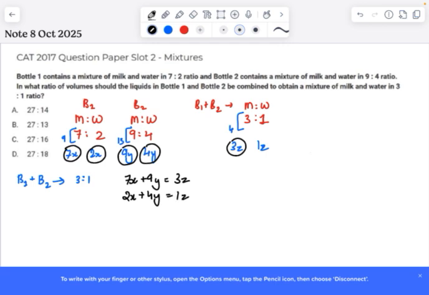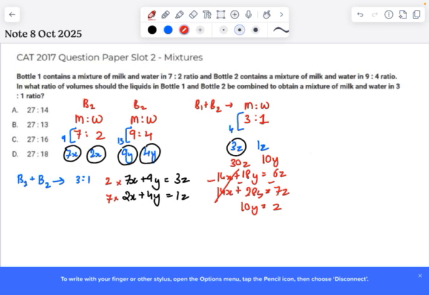Now you can solve this, and eliminate some of the things. If I solve this down, this will be multiplied by 2 and this will be multiplied by 7. So what I'll get is 14x plus 18y is equal to 6z, and 14x plus 28y is equal to 7z. Now if we subtract this, what we'll get is 10y is equal to z. So we get the value of z in terms of y. So now 3z is 30y, and 1z is 10y.